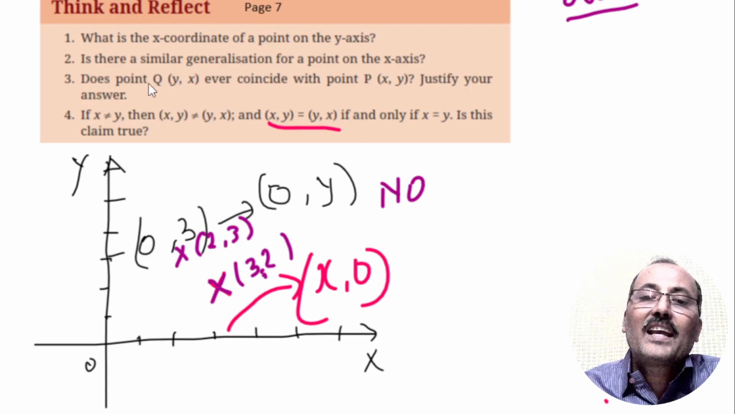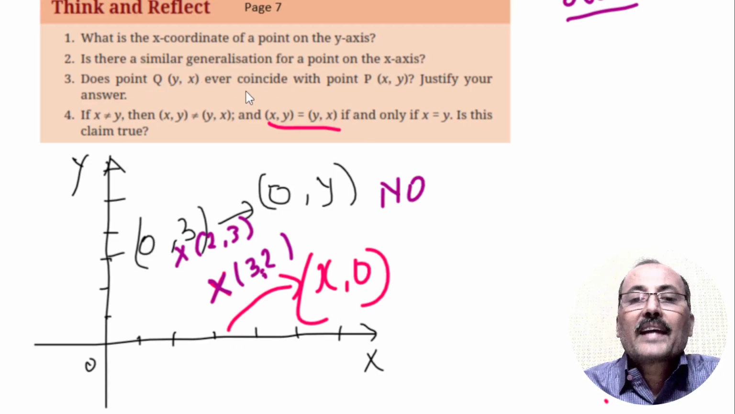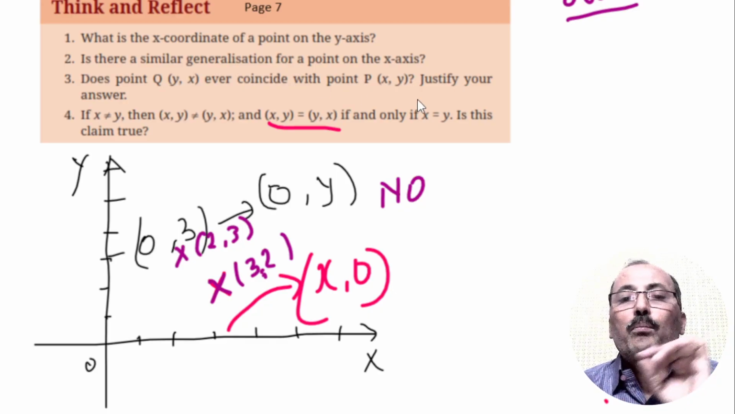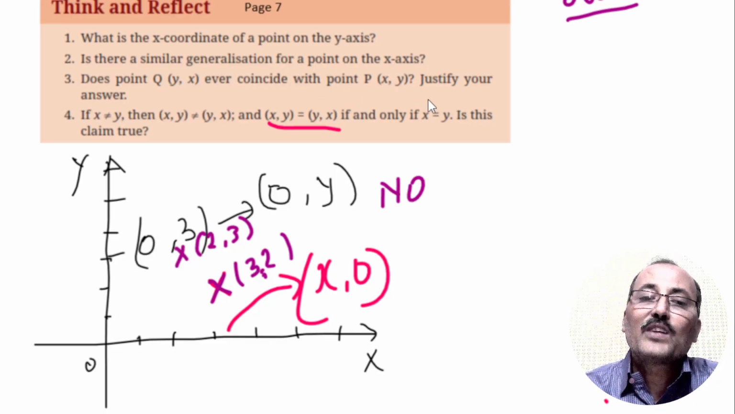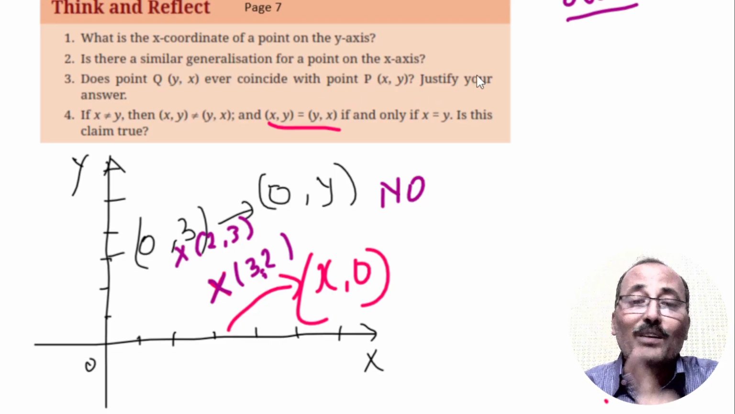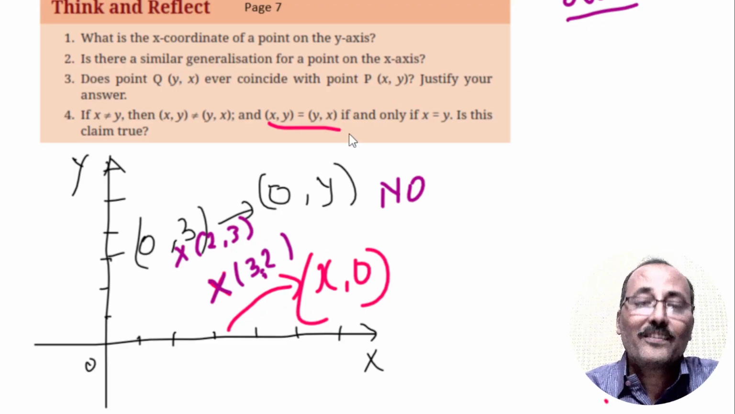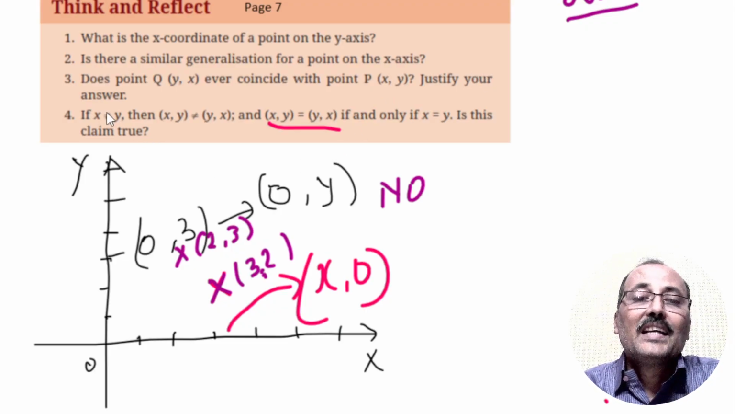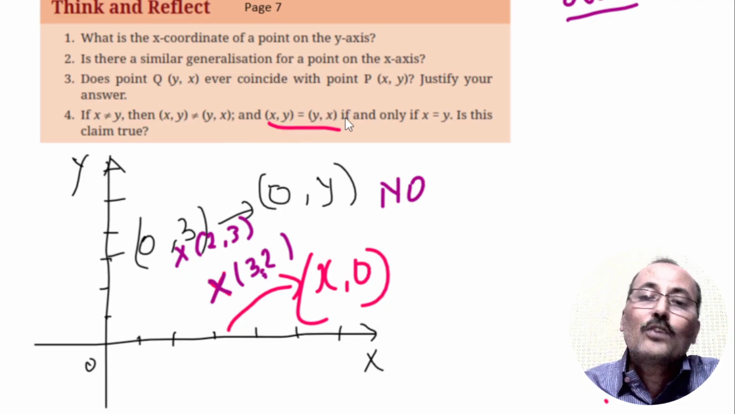Therefore, what can you say? The point P (y, x) does not coincide with the point P (x, y). Justify your answer. But remember, one point is there. That point will be the answer for the next question. If x is not equal to y, then (x, y) is not equal to (y, x). They themselves gave the clue: (x, y) equals (y, x) if and only if x equals y.